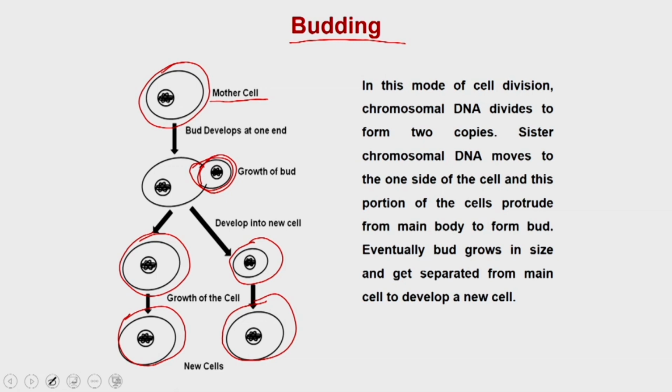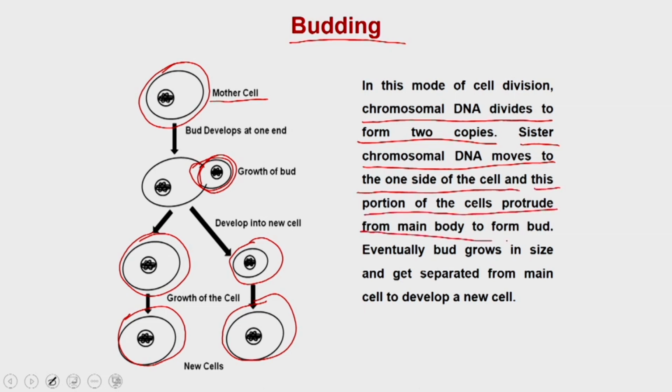As I said, in this mode of cell division, the chromosomal DNA divides to form 2 copies. The sister chromosomal DNA moves to one side of the cell, and this portion of the cell protrudes from the main body to form the bud, and eventually the bud grows in size and gets separated from the main cell in the form of a new cell.